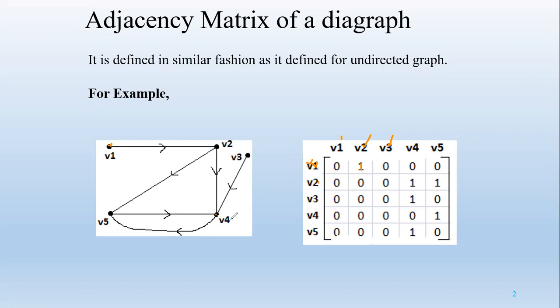Next, V2 to V3. Here one arc exists. V2 to V3, there is no adjacency. Therefore, 0. Next, V2 to V4. One arc exists. Therefore, for V2 to V4 we can write 1. Next, V2 to V5. See, V2 to V5, one arc exists with the direction. Therefore, we can write 1.